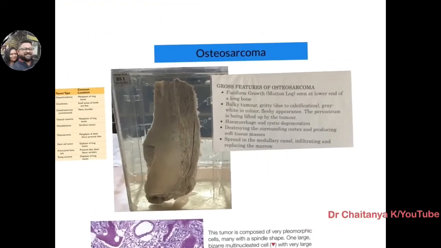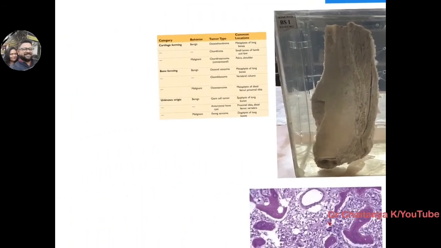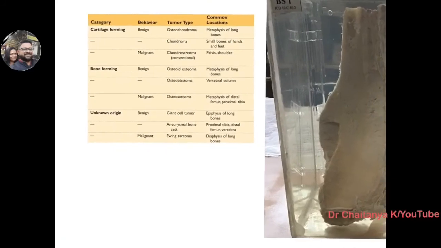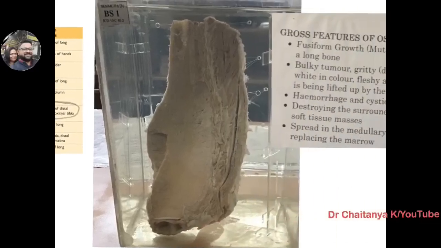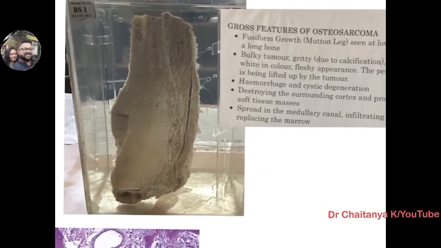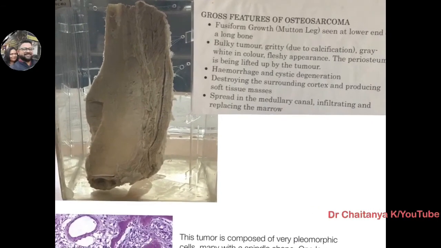The next slide is osteosarcoma, and you have a gross picture. Osteosarcoma is a malignant, bone forming tumor which comes in the metaphysis of the distal femur and proximal tibia. Here you can see the gross picture from our pathology laboratory. The specific name for it is mutton leg. If you are a non-vegetarian, you can see how a mutton leg looks. So this is a mutton leg like thing, the leg with the flesh.